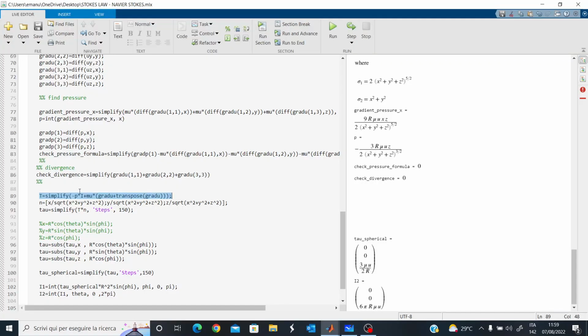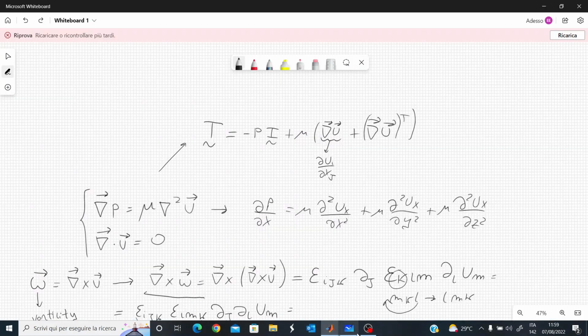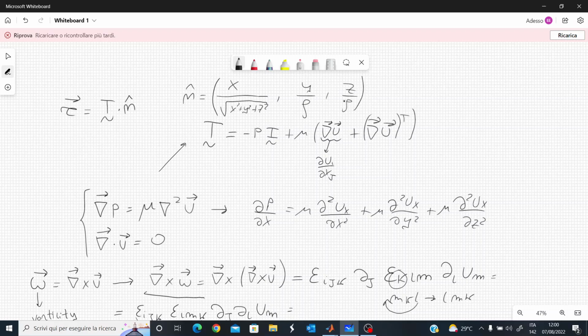And let's see if I have written it like that. Yes, I have minus p, the identity matrix that I had defined previously, plus mu, gradient of u, plus the transpose of the gradient of u. And there it is. And then after I have the stress tensor, I can find the stress vector tau, which is given by the stress tensor acting on the normal to the surface, where the normal written in Cartesian coordinates, since we are considering a sphere, is simply x divided by the square root of x squared plus y squared plus z squared, and then y divided by this same square root, which I can simply call rho, and then z divided by rho, like that.